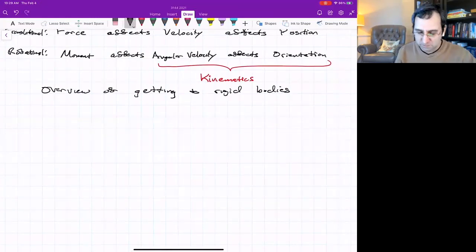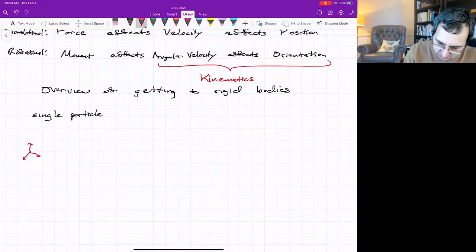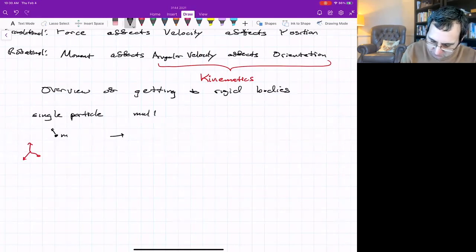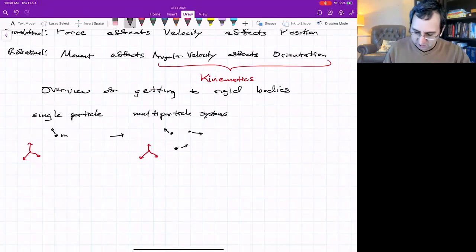We will start with a single particle. So we'll have an inertial origin, and then a single particle that's moving around, and then go to multi-particle systems. So in that case, we'll have multiple particles. I draw them this way, but maybe they're interacting by forces.